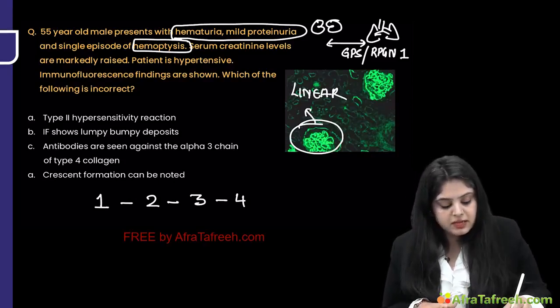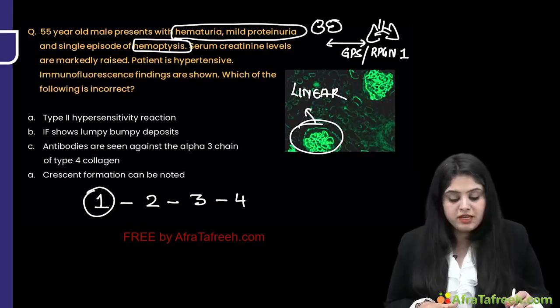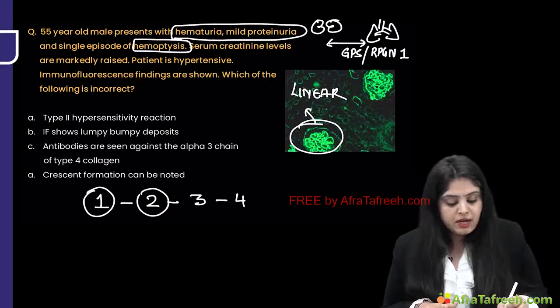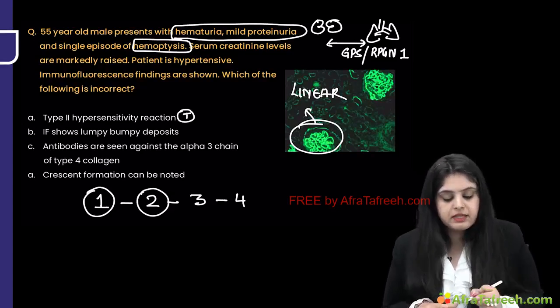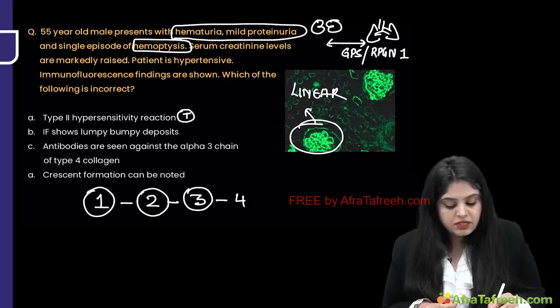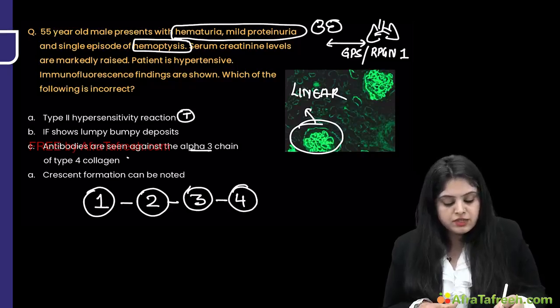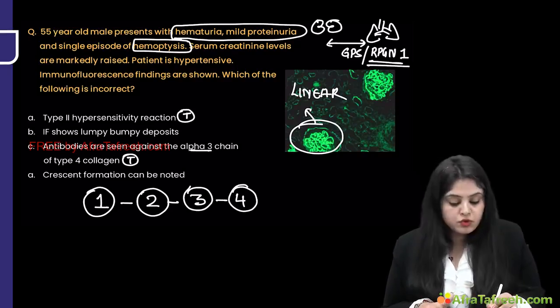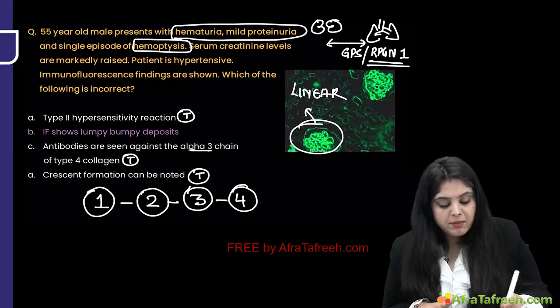So guys, is this type 1 RPGN, Goodpasture syndrome? Yes. So will it show you the linear pattern? Yes. Is it a type 2 hypersensitivity reaction? Correct. Is it the alpha 3 chain of type 4 collagen that is affected? Correct. Are all RPGNs famous for showing you a crescent? Correct. Is this showing you lumpy bumpy deposits?